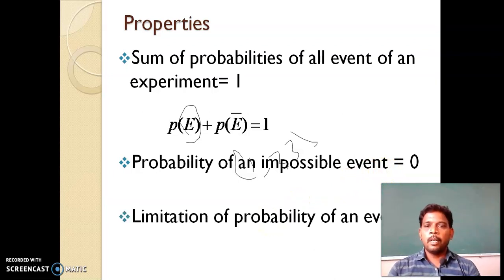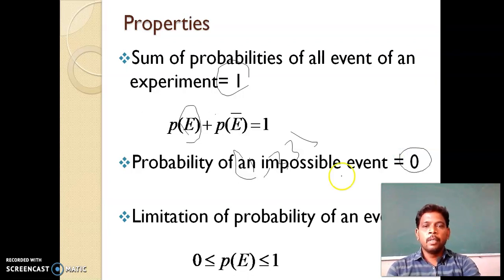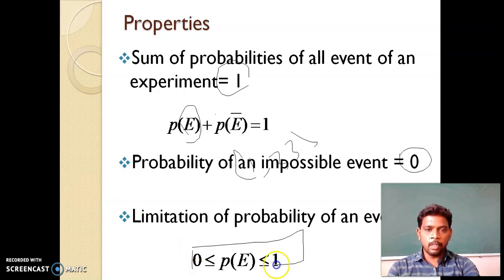Look at the next property, the limitation of the probability of an event. The maximum probability is 1, that is the total probability of an experiment. And the minimum numerical value of the probability is 0. Therefore, the probability always lies between 0 and 1. That is 0 less than or equal to P of E less than or equal to 1. That is a very important property in probability.